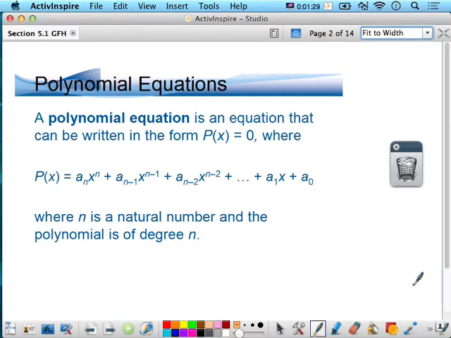And typically when we write polynomials, we write them in descending order based upon their exponents and their degree. So the highest power comes first, and then we back down on the powers until we get to the linear term, as you can see right here, the a sub 1 times x, and the constant term. The constant term is noted a sub 0. So that's a polynomial equation.